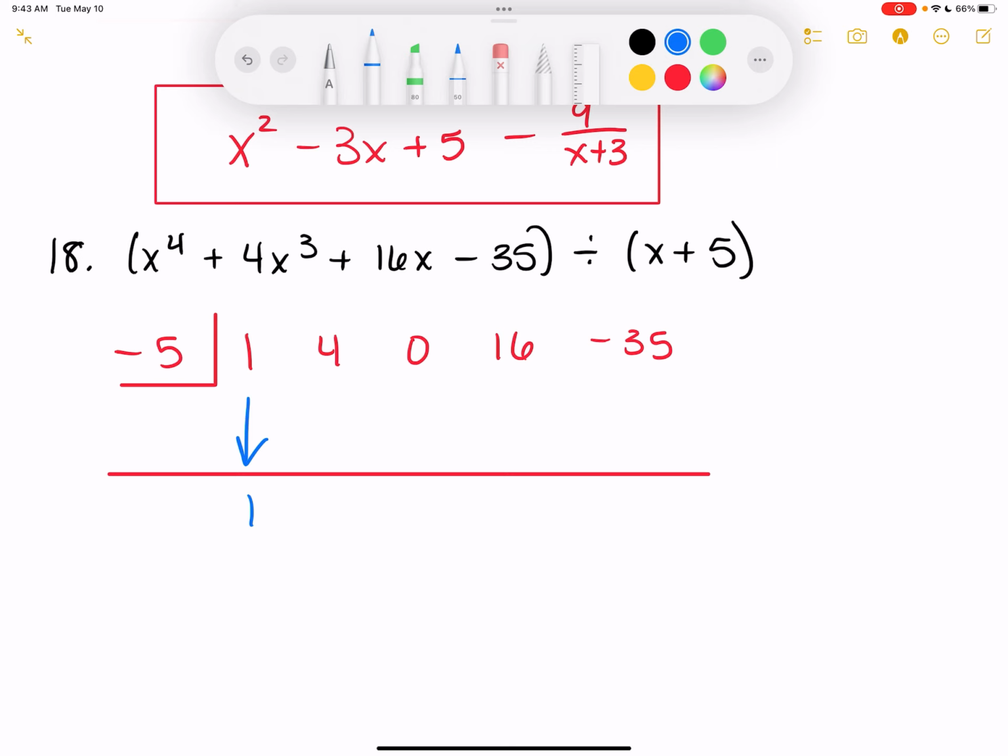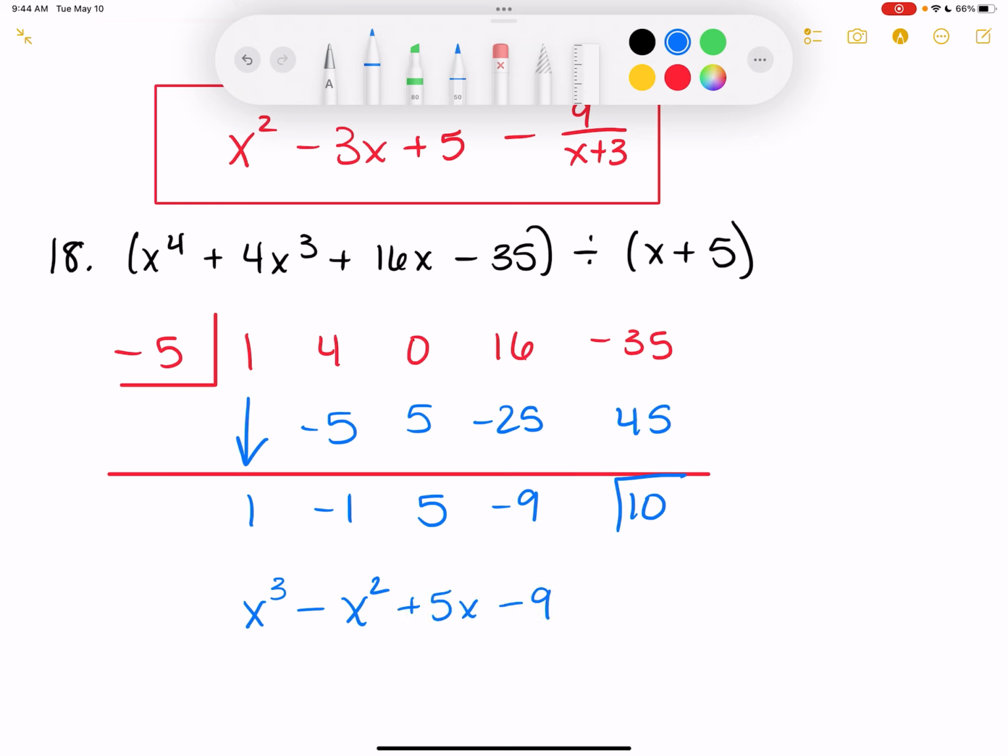1, negative 5, negative 1, 5, 5, negative 9, 45. All right, so then final answer is x cubed plus negative x squared plus 5x minus 9 minus 10, plus. It's positive. Oh, okay. 10 over x plus 5.